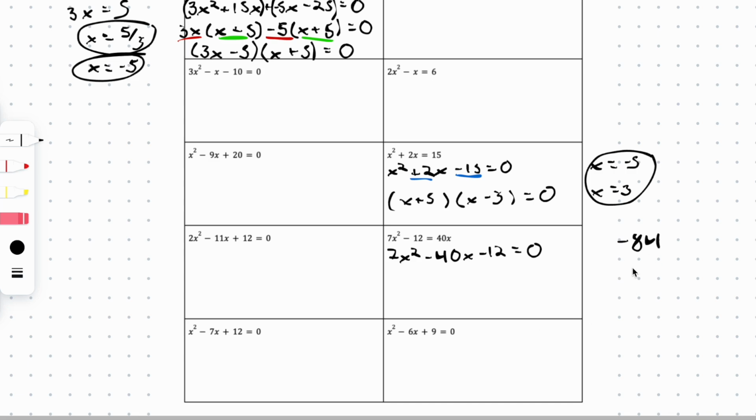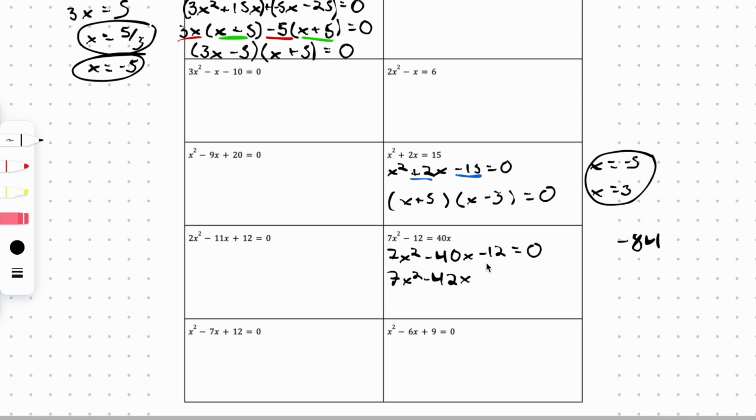So let's use that, 40 and 42. Notice that we have a negative sign out front of our 84. So we need one of those two values to be negative, and we also need it to add to -40. So those two values are going to be -42 and +2.